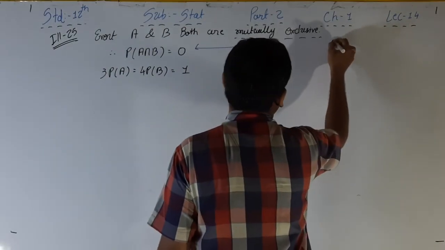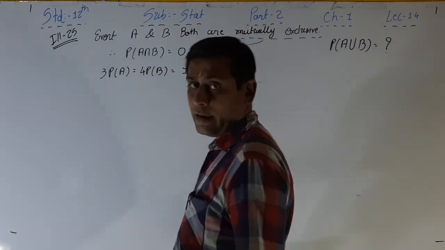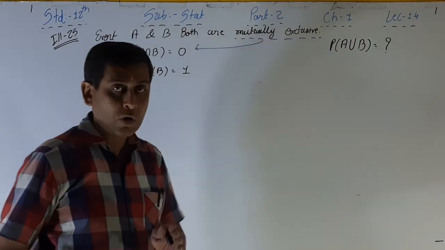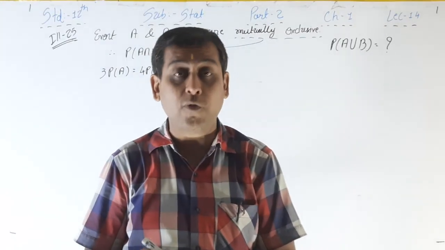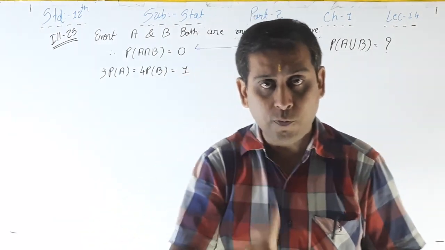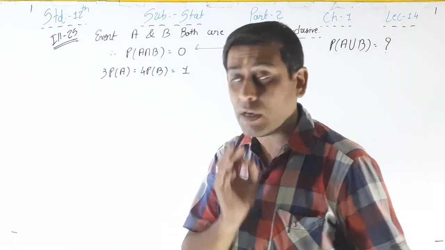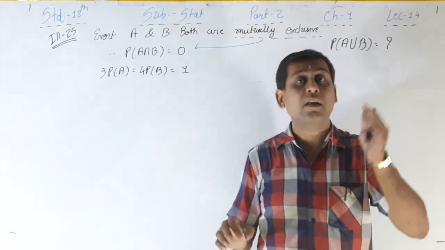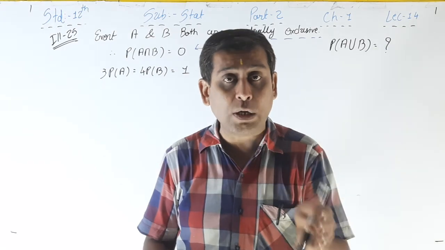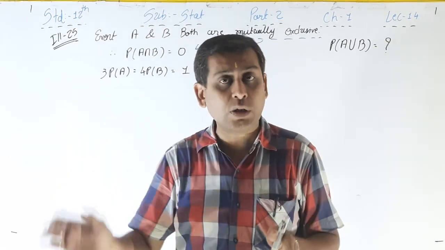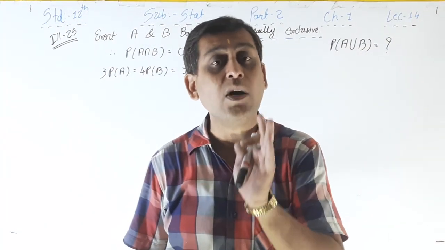What we have to find out from this is P of A union B, right? Okay, so first of all, what is the formula for P of A union B? P of A plus P of B minus P of A intersection B. But for mutually exclusive events, we already saw in the law of addition that whenever two events are mutually exclusive, P of A intersection B is equal to 0. That's why P of A union B is equal to P of A plus P of B only.